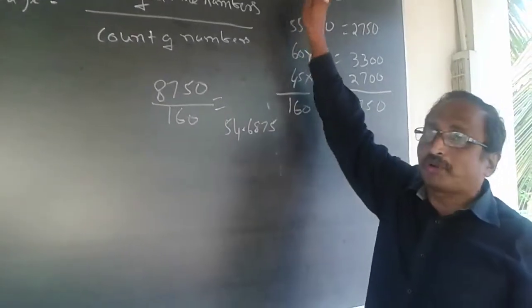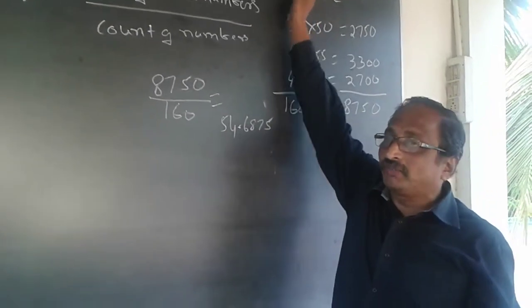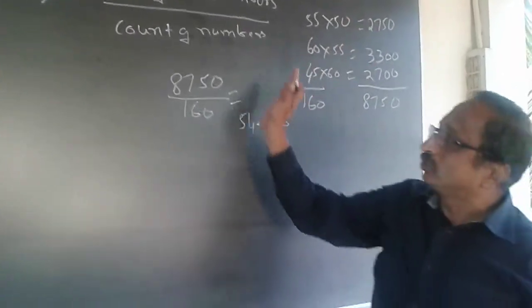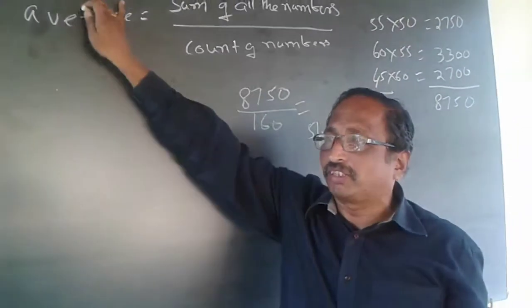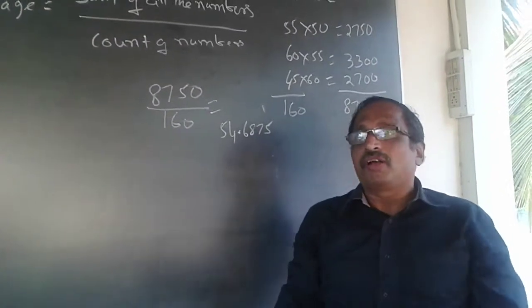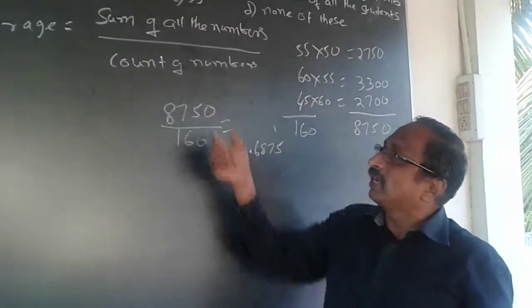Had the none of this option not been there, had it been some value like 57.3, then you will have to choose the closest or the nearest one, which will be the right answer. Whenever none of this is there, be very careful: work it out to the last 2 decimal points and match it.